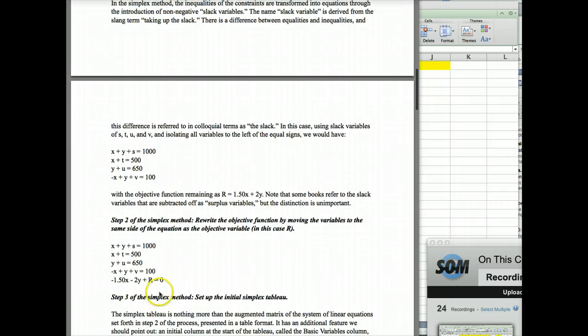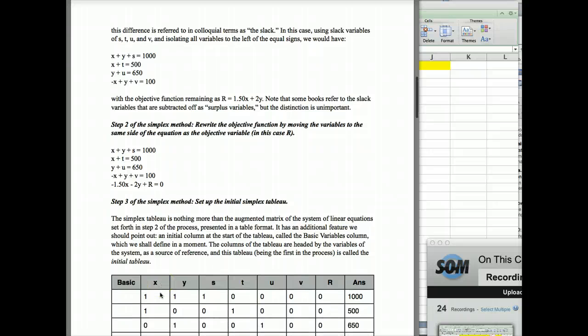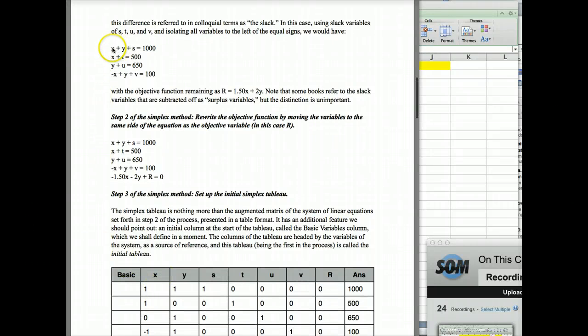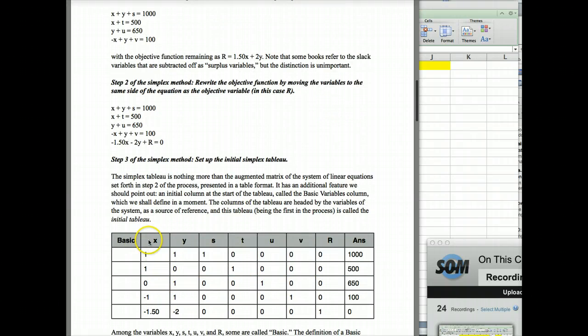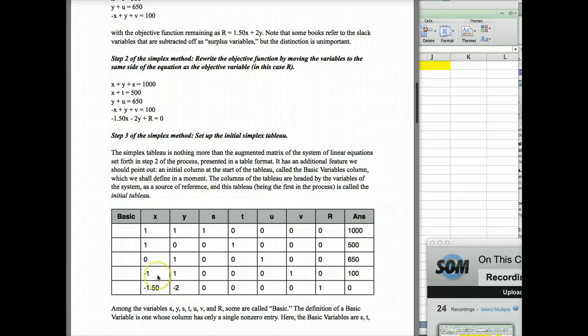What we're going to do next is set up what we call a simplex tableau, and it's literally like setting up a matrix. As we go down through this set of equations, we're looking for the x column: 1x, 1x, 0x, negative 1x, negative 1.5x. So we're looking for the coefficients for each individual variable: x, y, s, t, u, v, and r. The last column is our answer, or our solution, after the equal sign. So this really does look like a giant matrix.